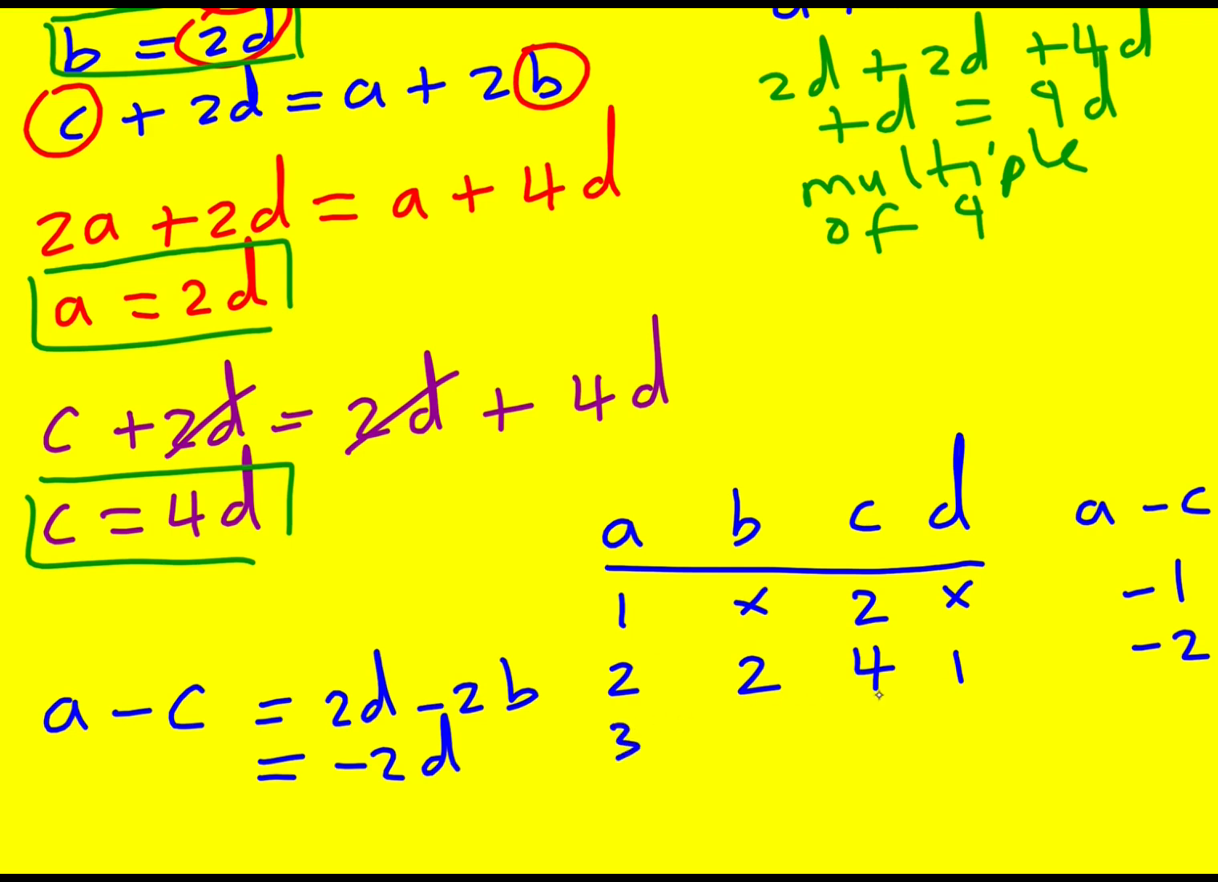Maybe let's try 3, and then C will become 6. We'll get minus 3 for A minus C. Again, this isn't going to work. D must be an integer. There's no way that I can do minus 2 times D to give minus 3, where D is an integer. So then A is 4, C is 8, that will give minus 4, which must mean that minus 2D is minus 4, we'll get D is 2, and then B must be 4. These add to give 18, and that is on the list, so we would know to stop.